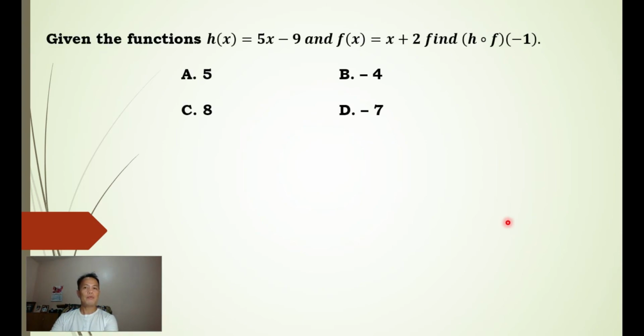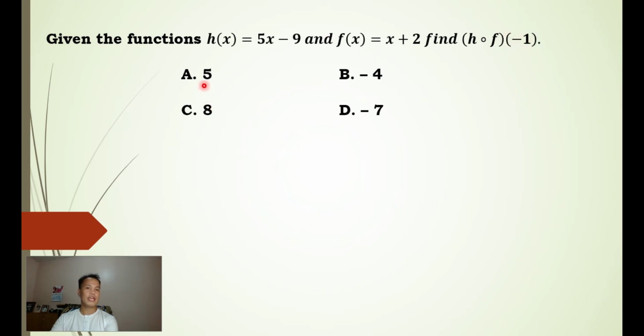Next example. So we are done with addition. We are done with subtraction. This time, we will proceed with composition. So this symbol here, this small circle, is the symbol of composition of functions. So given a function, h of x is defined as 5x minus 9, and f of x is x plus 2. So this is our h, this is our f. So this is now composition of functions h and f. Again, we have the value of the domain, which is negative 1.